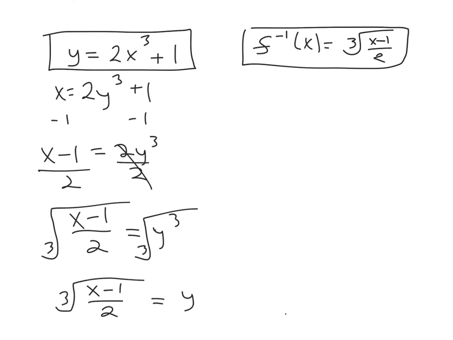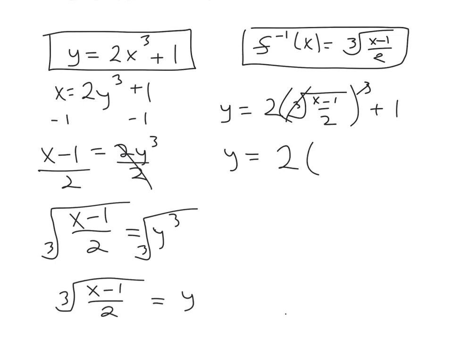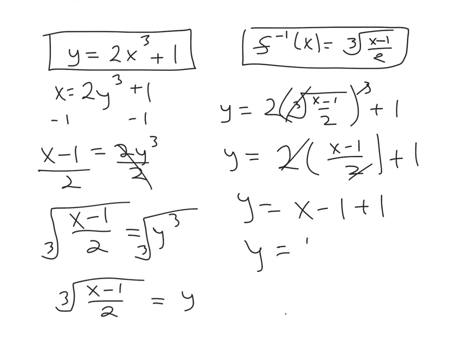Now, if you're curious on how that happens, I can quickly show you. y is equal to 2 times the cube root of (x minus 1) over 2, and the whole thing is raised to the cube, plus 1. So the cube root and the cube are going to simplify out. And so then I've got y is equal to 2 times (x minus 1) over 2, plus 1. The 2's will simplify, and so then you end up with x minus 1 plus 1, and y equals x. So it still works, just like a charm. Now let's do 2 more just so that we're good to go.